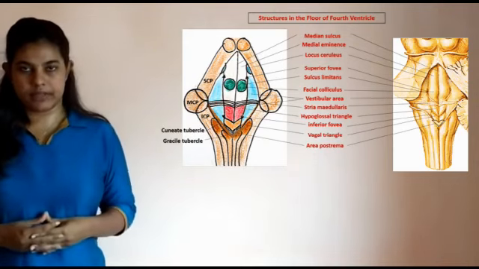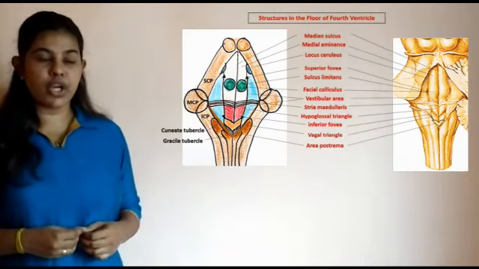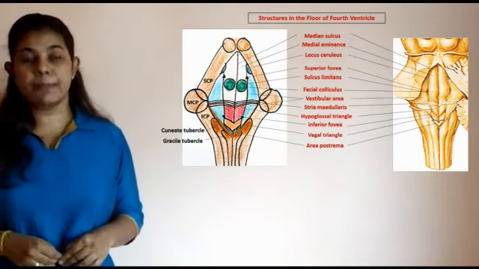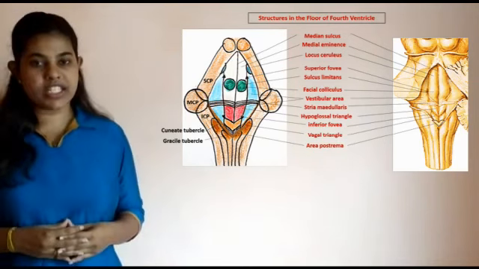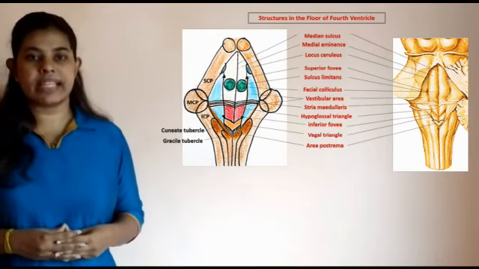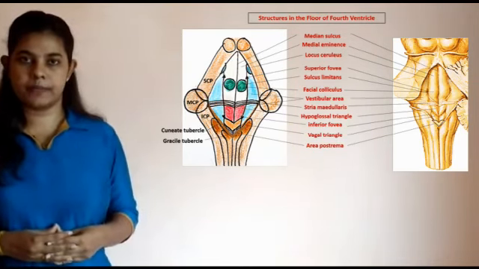and its apex is upward. At the lateral angle of the floor, spanning over the pons and medulla, you can see an area. It is called the vestibular area. It is overlying the vestibular nucleus.